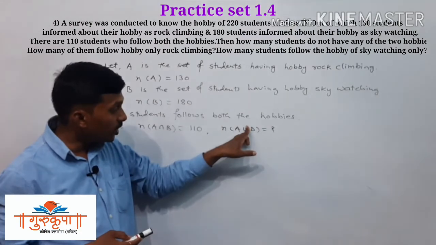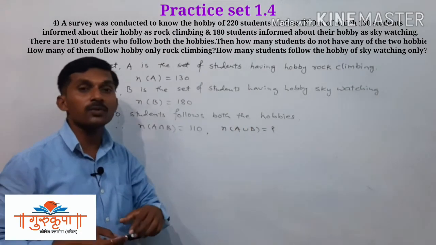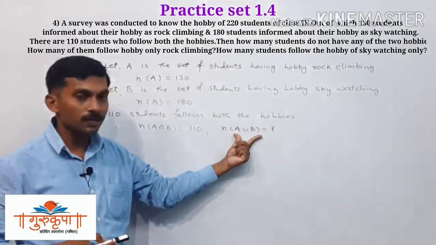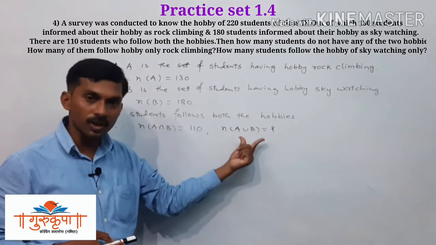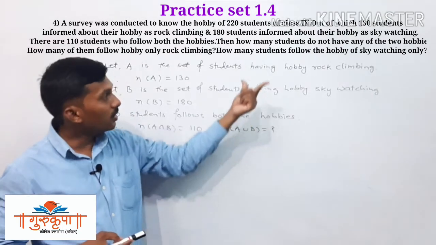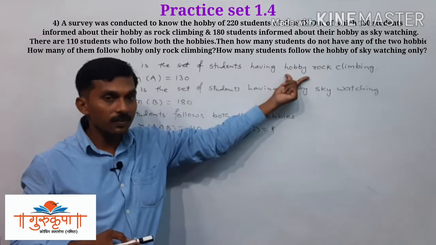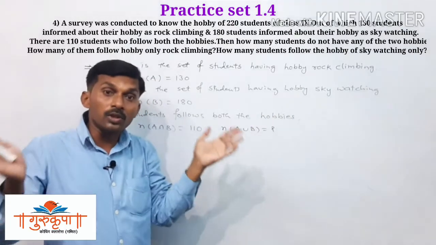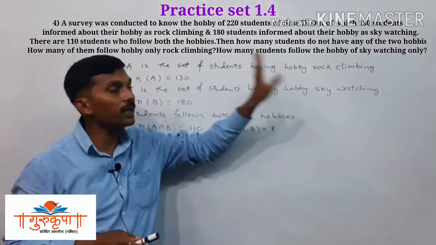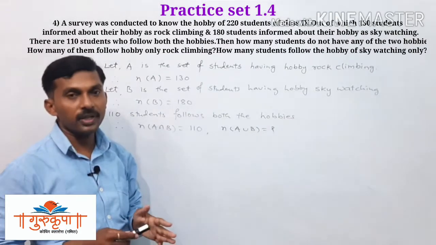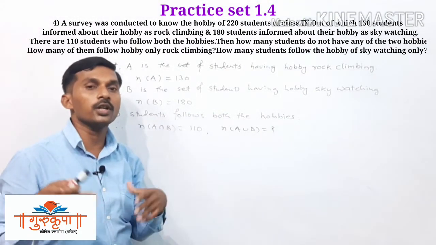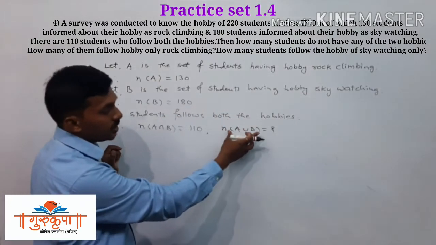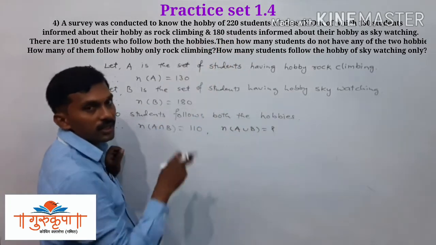But A union B is not the number of students who do not have one of the two hobbies. Then what is this? It is the set of students having hobby rock climbing, having hobby sky watching, or having both the hobbies rock climbing and sky watching. And we have to find the number of students who do not have one of the two hobbies. So how to find? We will subtract this A union B from the universal set.